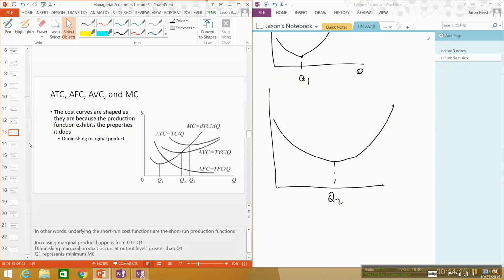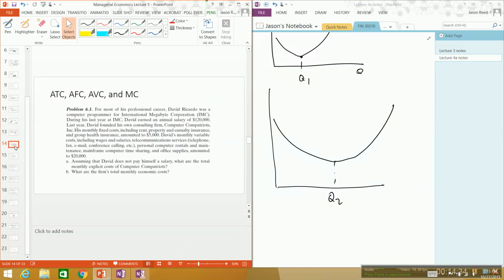But what we notice here is that if we were to draw this out, marginal cost hits average total cost and average variable cost at their minimum points, the min of each. So I think that's important. We're going to go mathematically through why that is, but let's keep this in the back of our mind as we move forward, maybe with a problem here. So this is something that we went through in class.